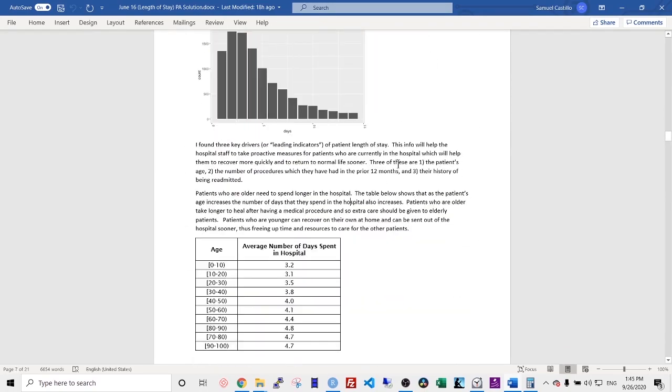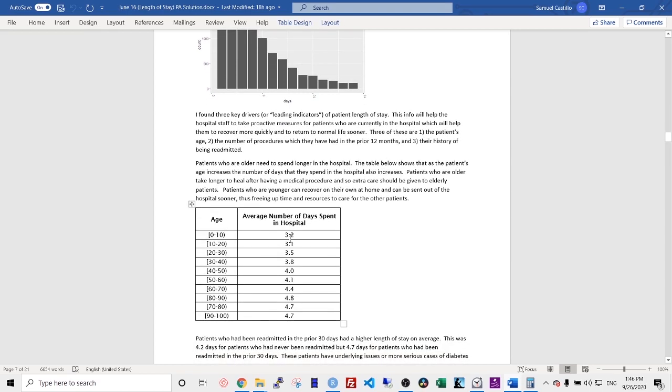These are 1, the patient's age, 2, the number of procedures which they have had in the prior 12 months, and 3, their history of being readmitted. Patients who are older need to spend longer in the hospital. The table below shows that as the patient's age increases, the number of days that they spend in the hospital also increases. To create this table, I simply copied the results from RStudio into Excel. Patients who are younger can recover on their own at home and can be sent out of the hospital sooner, thus freeing up time and resources to care for other patients.